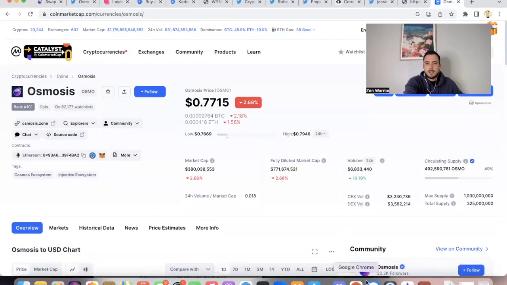So that's my update. I want everyone to be aware of the new tokenomic upgrades that are happening with Osmosis, so everyone's aware of what's happening in the Cosmos. Do your own research. This is not financial advice.